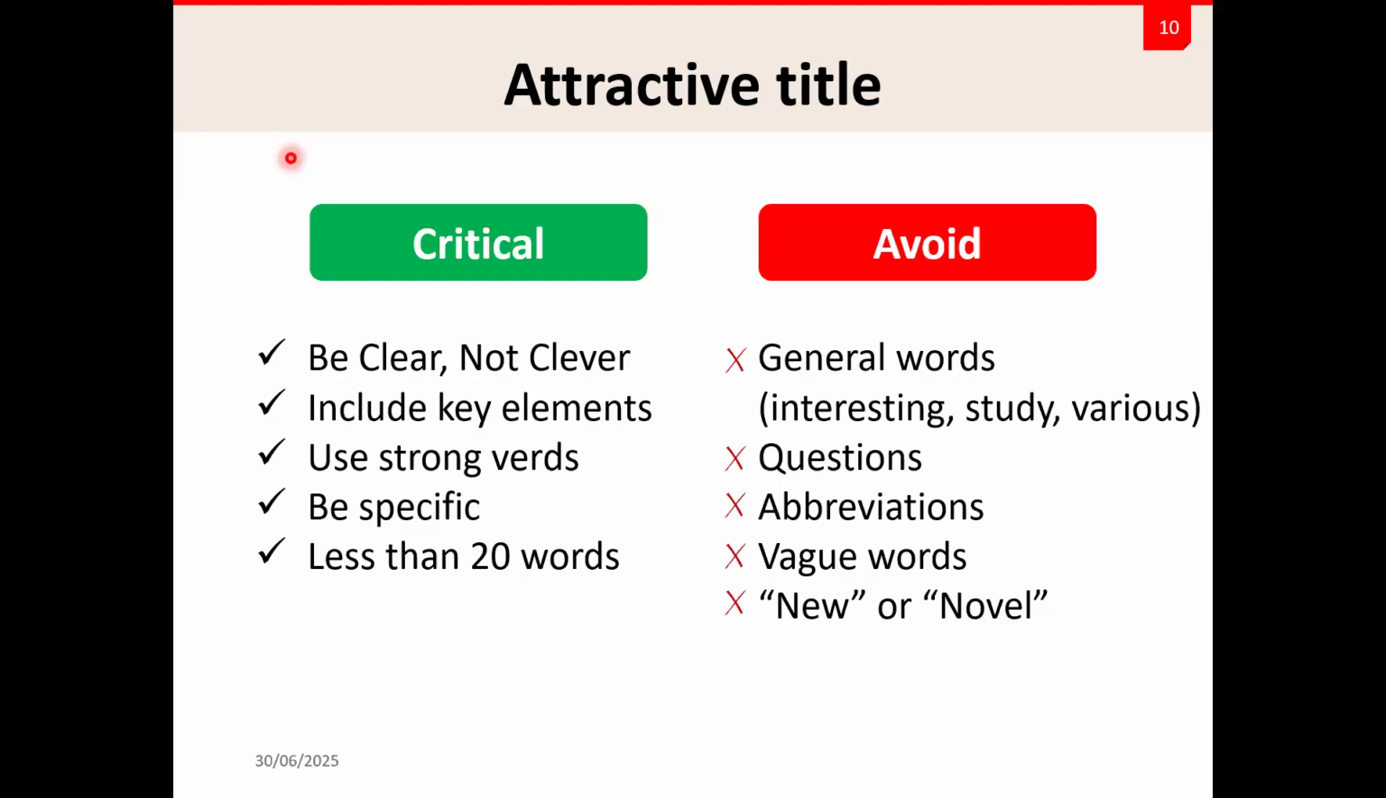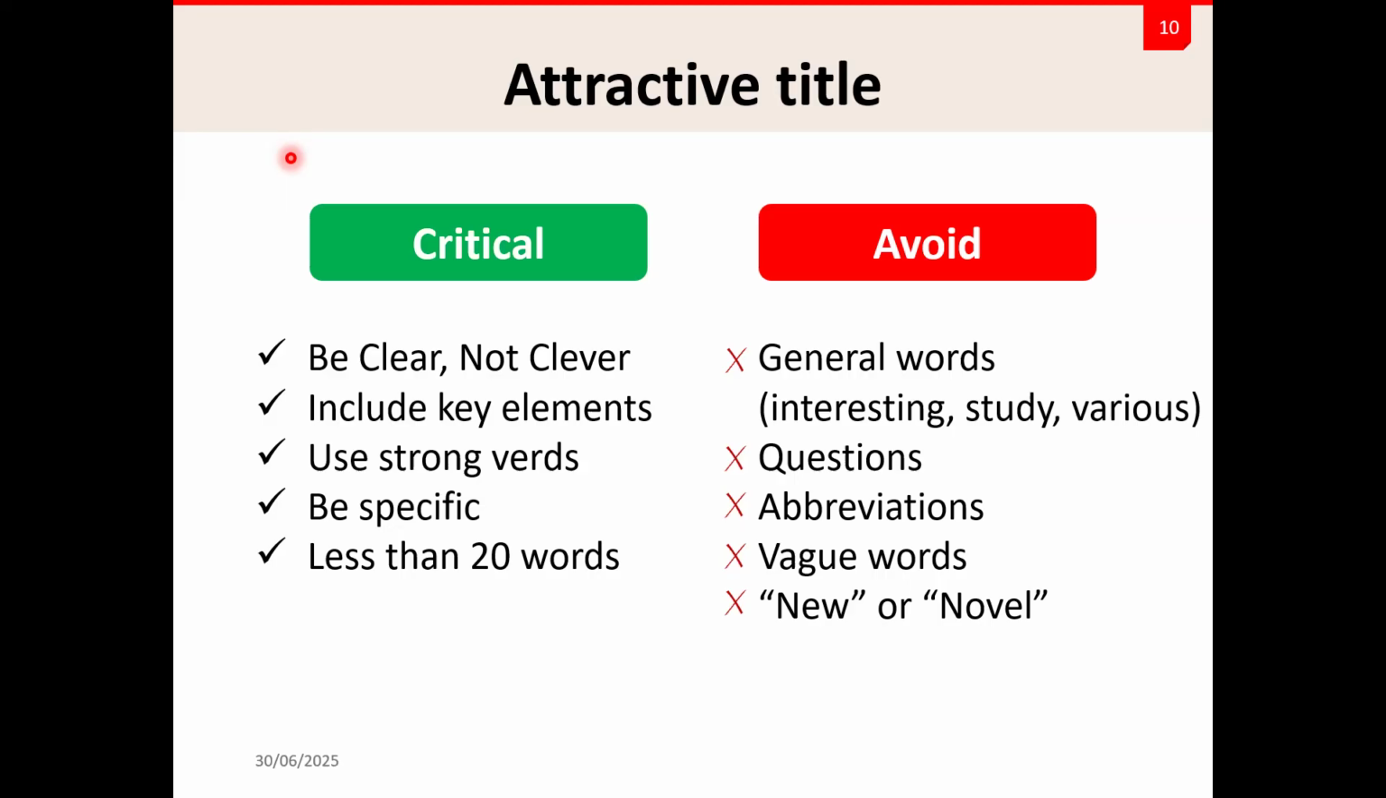And there are things to avoid, like general words. Always avoid general words such as interesting, study, various. I have seen so many people write the study about anti-malarial activity, blah, blah, blah. So it doesn't say exactly any informative information. What is that study? You need to mention that. So mention that. Don't include words like these.